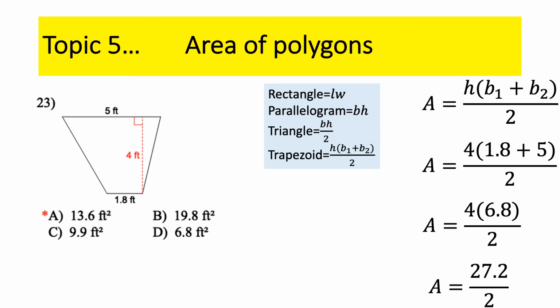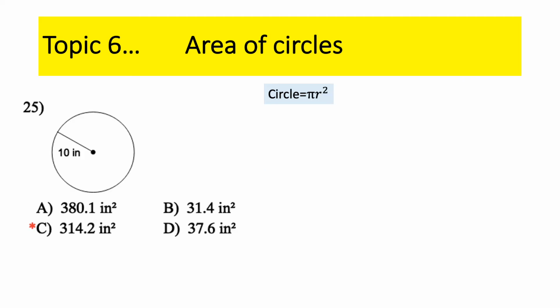13.6. Okay? All right. One more area we have to do, and that is a circle. The formula for a circle is pi r squared. Be careful. Yes, I could give you the diameter. If I give you the diameter, you've got to divide the diameter by 2. But if I give you the radius, remember radius is halfway from the center to the outside, diameter all the way across through the center.